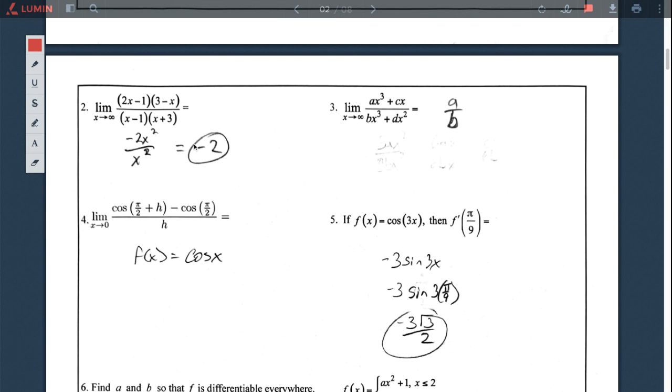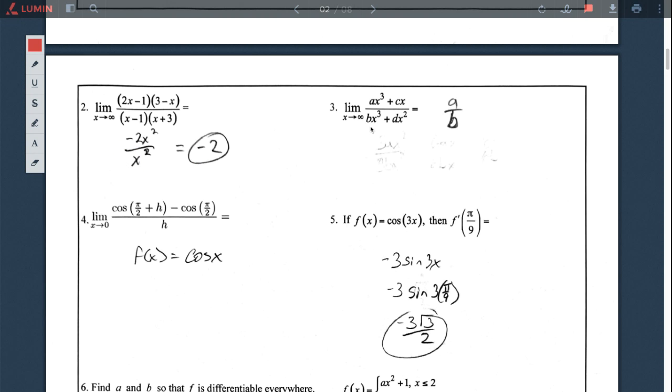Limit as I'm going to infinity. You can remember your rules on this, or you can do L'Hopital's rule, either way. But if I were to multiply this out, the negative x times this gives me -2x squared. The x times this gives me x squared. If you remember, if you're approaching infinity and the highest exponents are the same, then you take the coefficients. So I've got -2 over 1, which gives me -2.